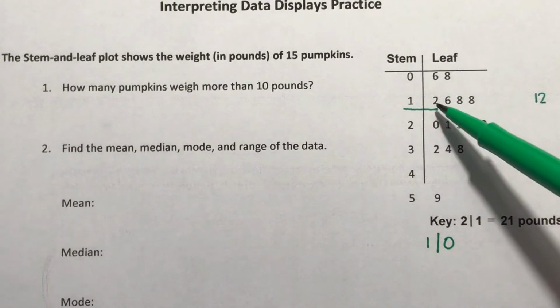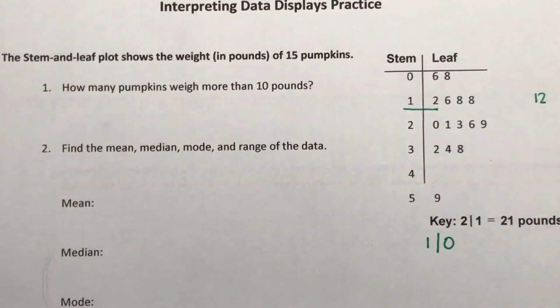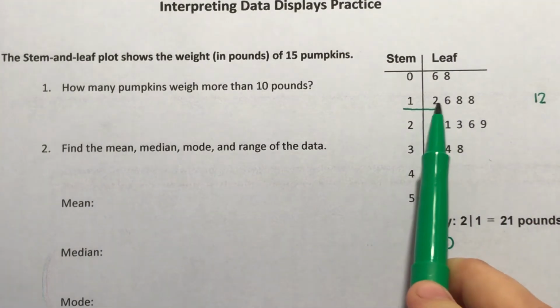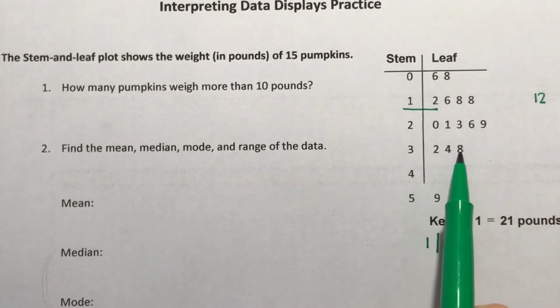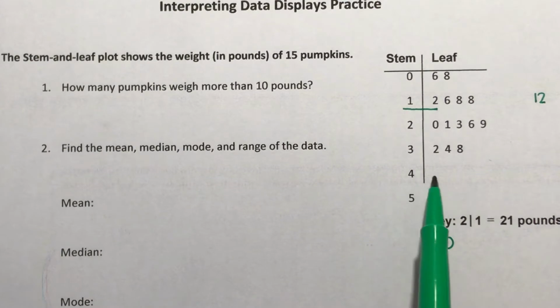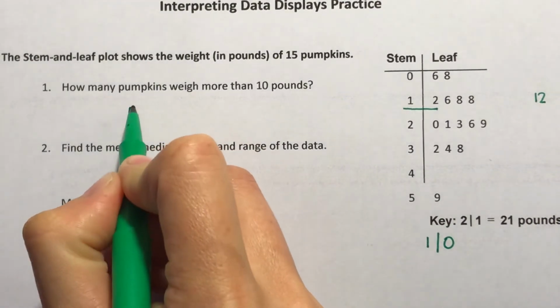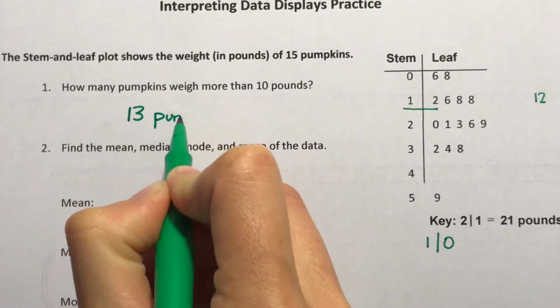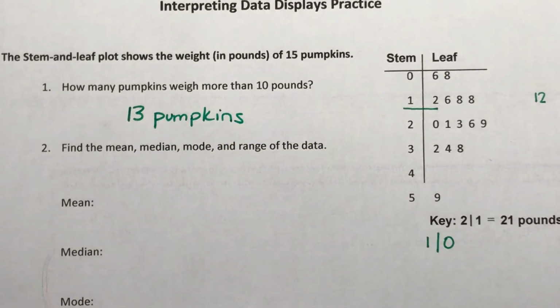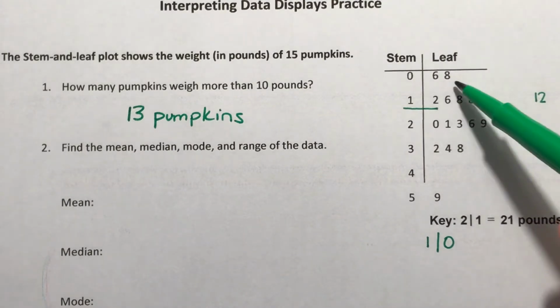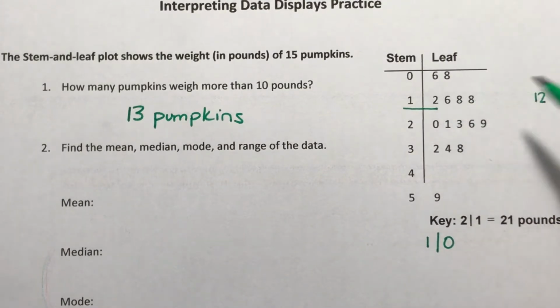So all I have to do is count up the numbers, like how many leaves there are, and that will tell me how many pumpkins weigh more than 10. So I've got 1, 2, 3, 4, 5, 6, 7, 8, 9, 10, 11, 12, and 13. There's nothing there, so I don't count anything. So 13 pumpkins would weigh more than 10 pounds. There is actually only 2 pumpkins, just the number 6 and the number 8, that weigh less than 10 pounds.